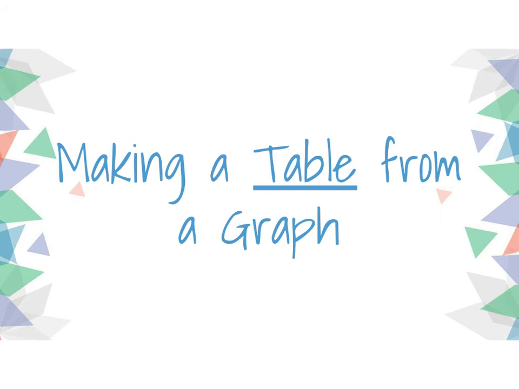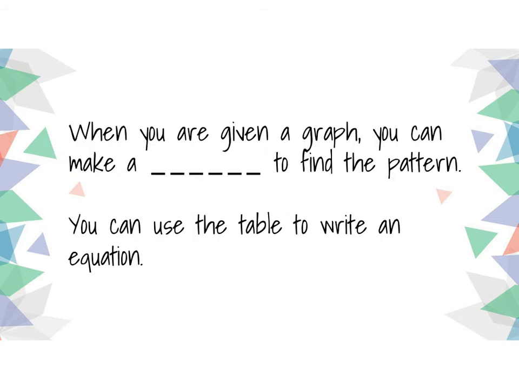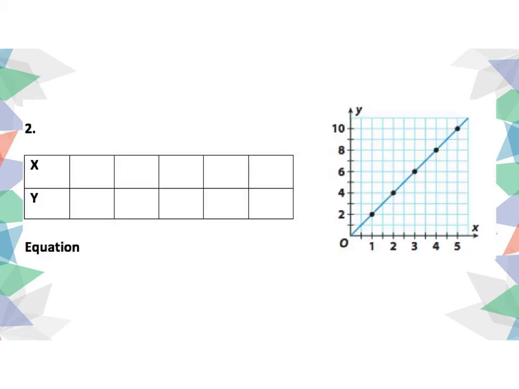We can also make a table from a graph. When you are given a graph, you can make a table to find the pattern. You can use the table to write an equation. In this example, I will look at the graph and the points on the graph to help me fill out my table. I notice that the graph goes through the point 0, 0, so that will be my first x and y coordinate for my table.